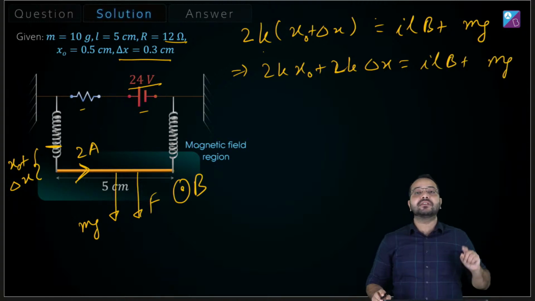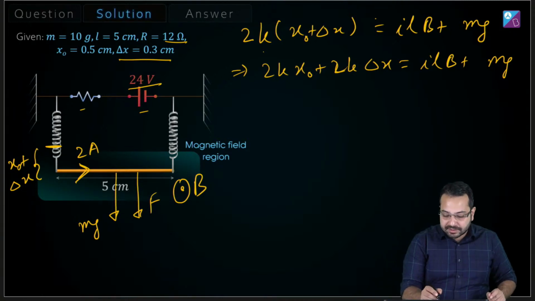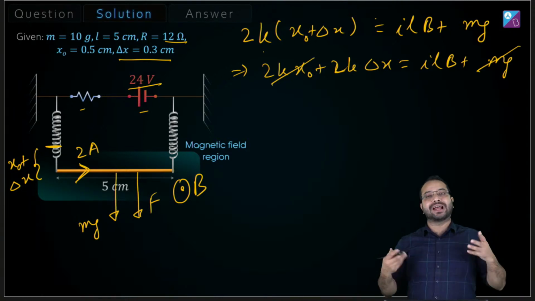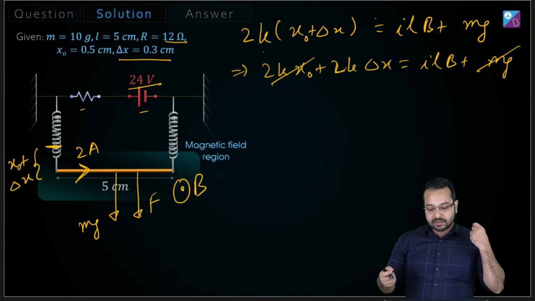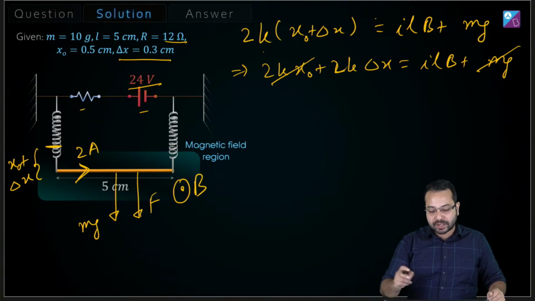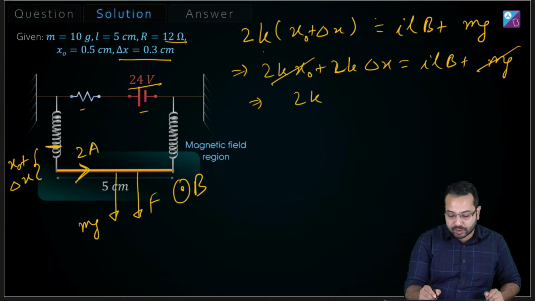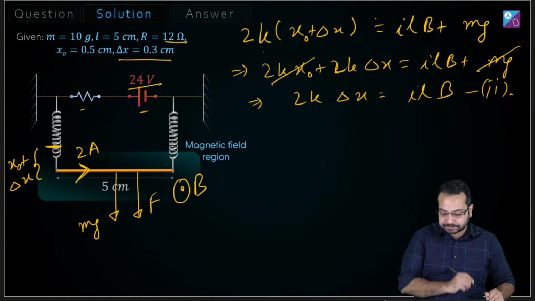Okay, but remember the first equation. From the first equation we had figured out that 2k x naught and mg is going to cancel out. Because before the magnetic field was introduced, the weight was being balanced by the spring force. So 2k x naught is equal to mg, so they cancel out. So what do we get? We get 2k delta x is equal to ILB. Is that correct? This is my equation number 2.